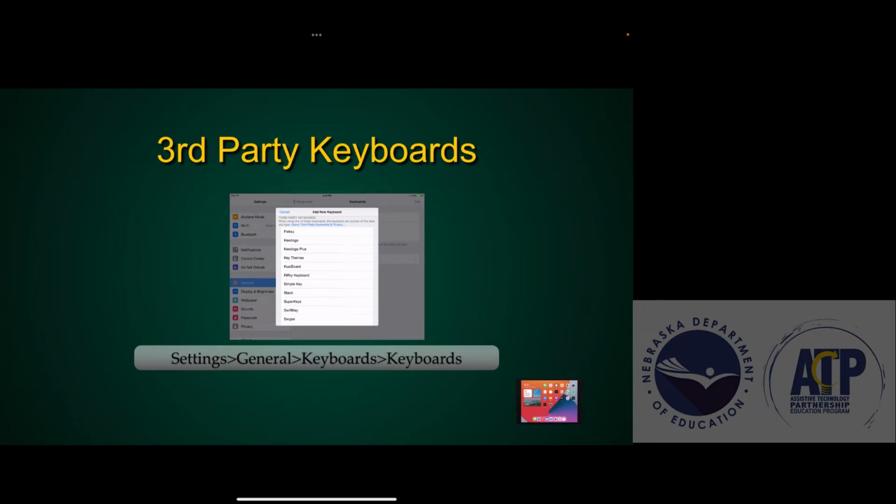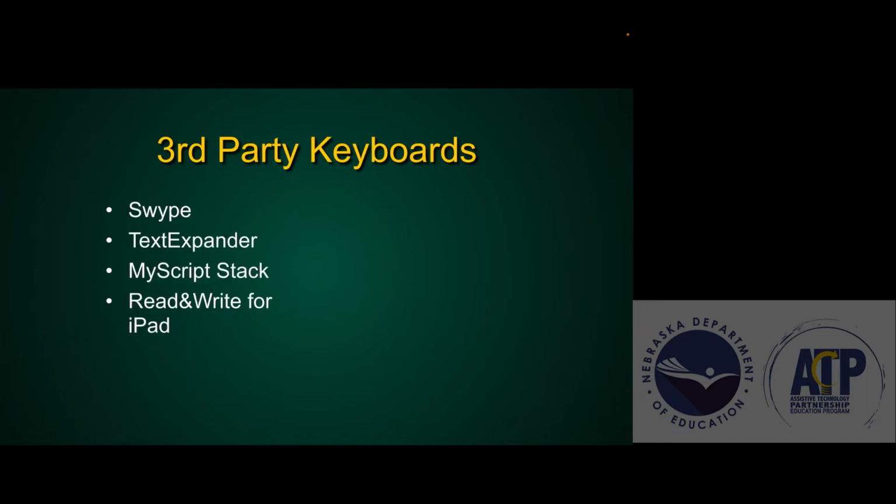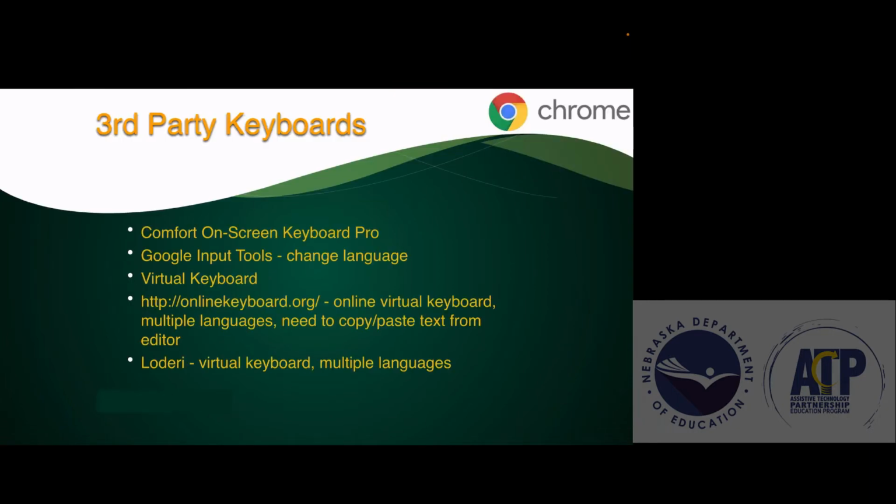Third-party keyboards are a really nice tool that allows you to provide supports once you get your information in a digital format. You can load those up by going to Settings, General, Keyboards, and you're going to select Keyboards, and I'll show you that in a second. On the iOS side, there's Keedogo, Keedogo Plus, and Super Keys, Swipe, Text Expander, MyScript Stack, Read and Write for the iPad, just to name a few. On the Chrome side, Comfort On, Google Input Tools, Virtual Keyboard, Online Keyboard, as well as Lodri.